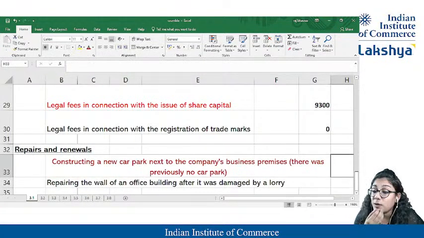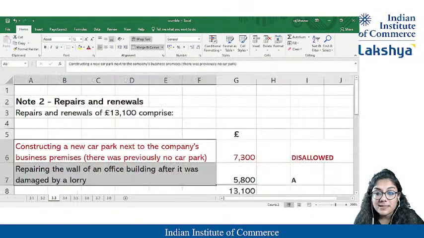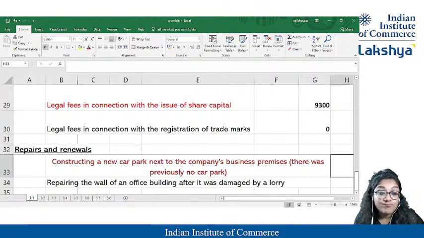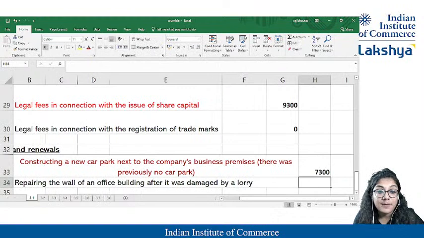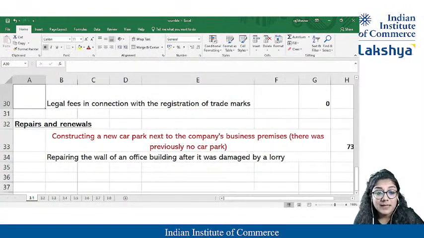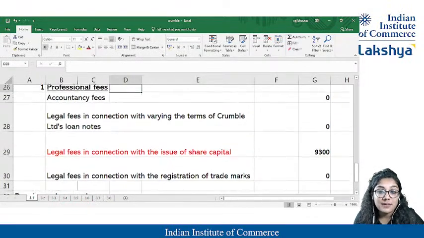Okay, so this is not allowed, guys. So you are supposed to add it. How much you are supposed to add it, ma'am? What was the question, guys? 7,300 was disallowed. 7,300 was disallowed. So please add 7,300 over here. Over here, ma'am, it will be 0. Cool. So repairs and renewals are also done.